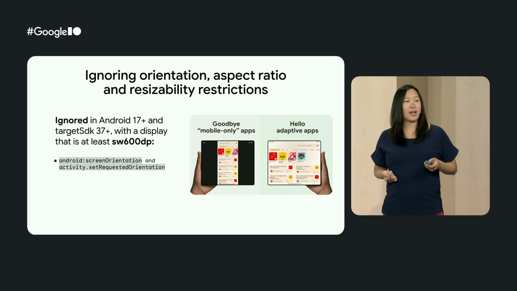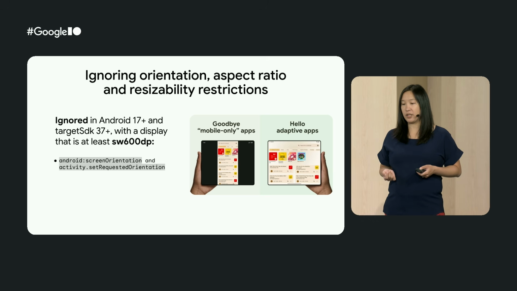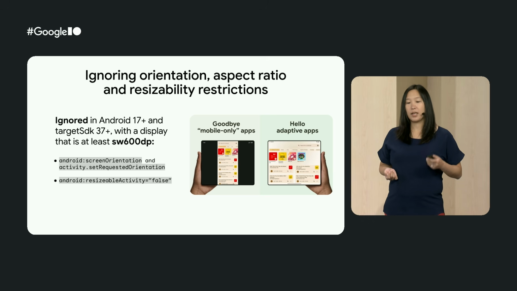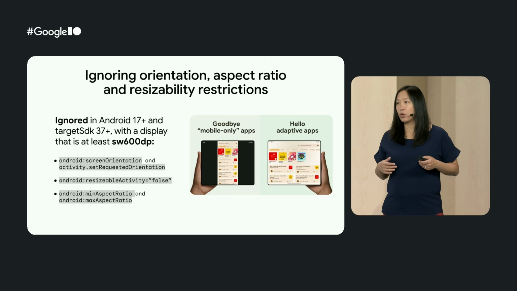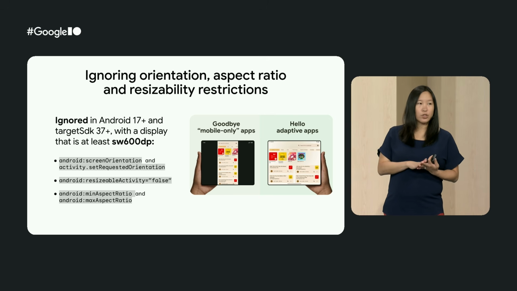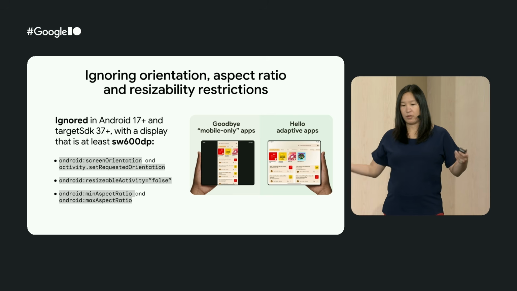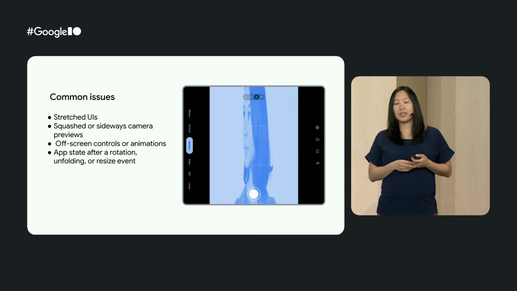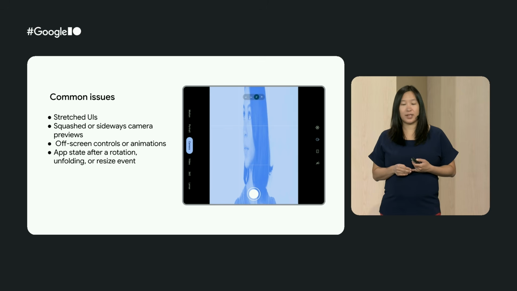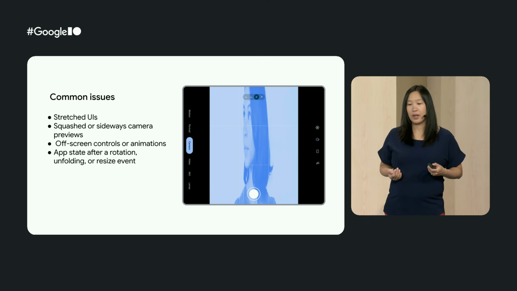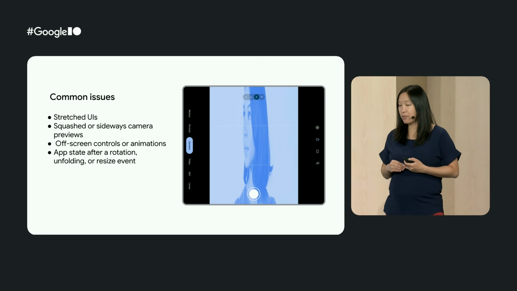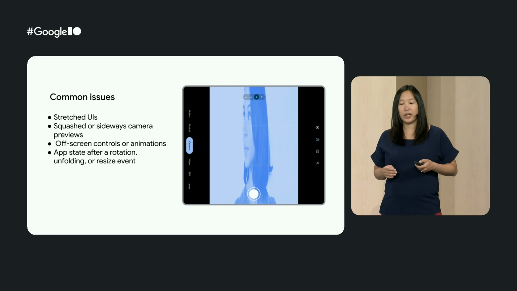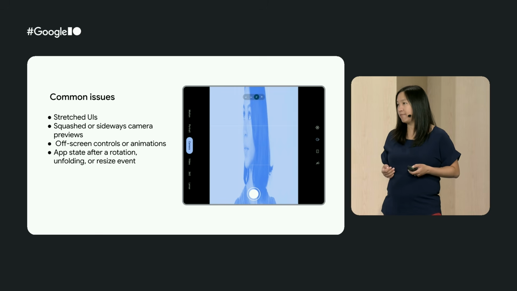These include changes to how apps react to set orientation, resizability, and aspect ratio. So note that these restrictions are still respected on smaller screens like phones and for games, and we're continuing to move. You can prepare by having your apps naturally adapt and look great in whatever window they're placed in, not just a 16:9 phone. Things to watch for are stretched UIs, squashed or sideways camera previews, off-screen controls or animations, and your app's state after a rotation or a folding or a resize event.